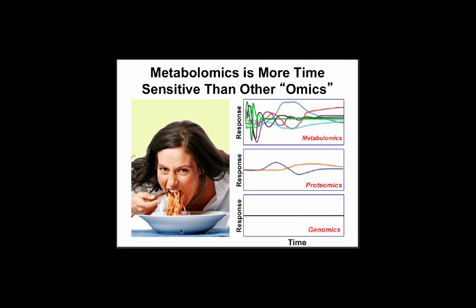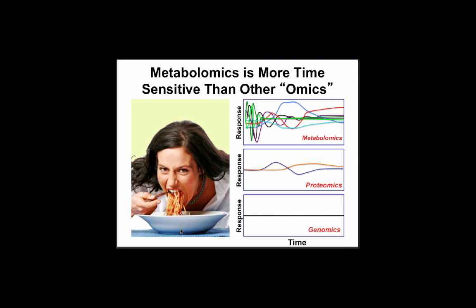If we do eat food, we do get some changes in the proteome. Insulin levels will change, ghrelin levels will change. There's about a half dozen proteins and peptides that'll rise and fall over the course of a meal or for an hour or two afterwards, and then things stabilize. But with the metabolome, things are all over the place, and they rapidly change within seconds and continue to change for minutes, hours, and sometimes even days.